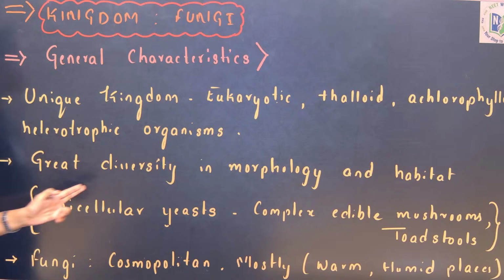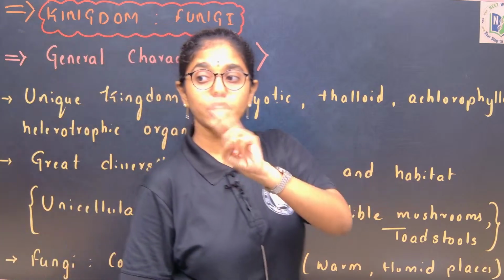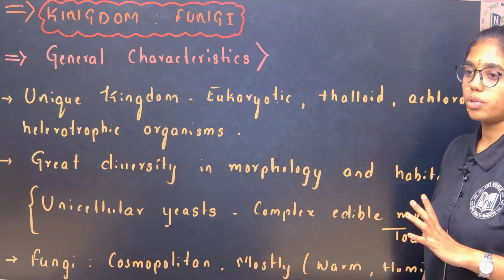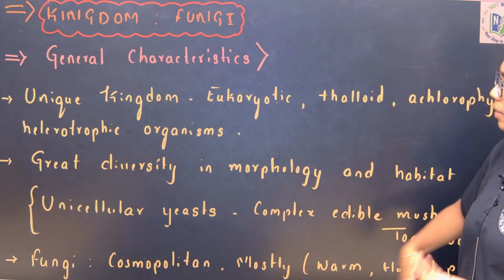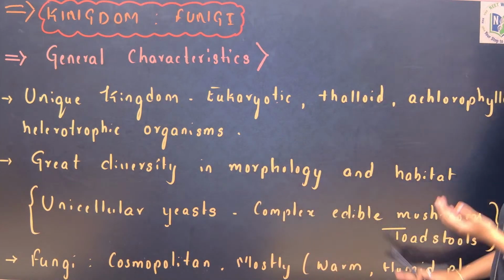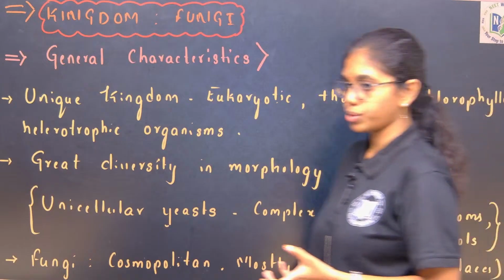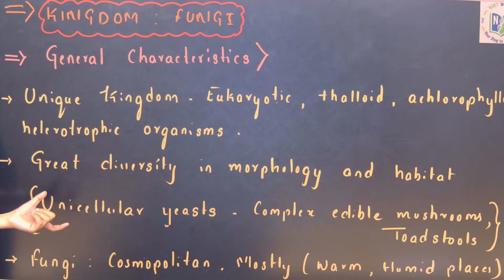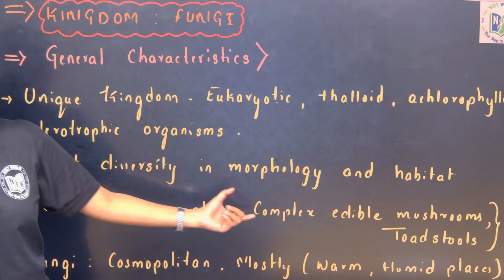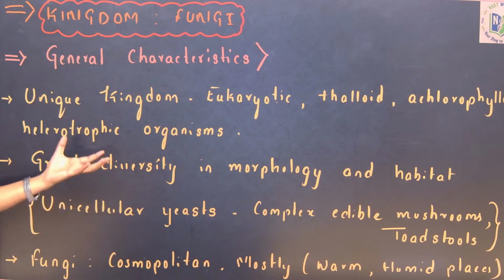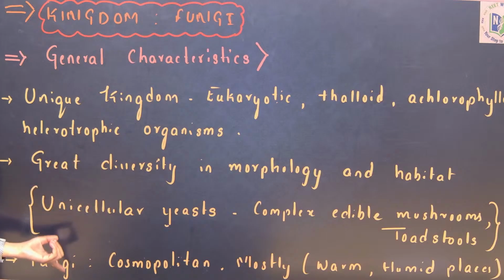They show great diversity in morphology and habitat, but not in the mode of nutrition, because mode of nutrition is purely heterotrophic. Clear, right? Now, they vary in their morphology from unicellular yeast, Saccharomyces cerevisiae, to complex edible mushrooms or toadstools. Fungi is cosmopolitan in its distribution. Mostly it occurs in warm and humid places. This is the habitat of it.